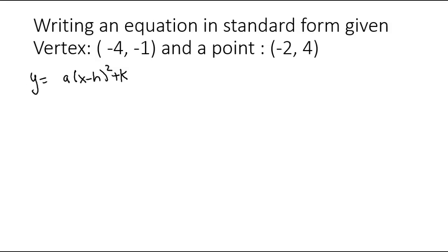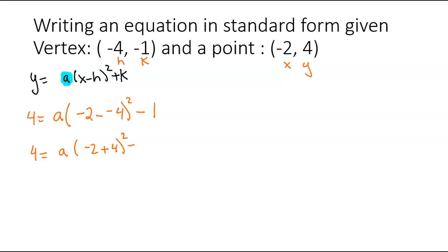Again, I'm going to replace my h and k, and these are my x's and my y's. All I'm doing is solving for a. So this equation will be my y, which is 4, is equal to a times (my x, which is -2, minus a -4) squared, plus -1, so minus 1. Be careful, notice that there's a negative on the h. Notice I have a minus a negative. So that is going to turn into -2 plus 4, and then minus 1.